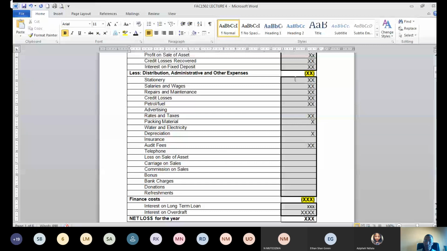You add up all your distribution, administrative, and other expenses. You add up your finance costs. You calculate the profit or the loss for the year. First, calculate the amount, which is the gross profit, plus other income, minus distribution, administrative, and other expenses, minus the finance cost, and you will get an answer. This answer, if it is positive, you will label it as the net profit for the year. If your answer is negative, you will label it as the net loss for the year.